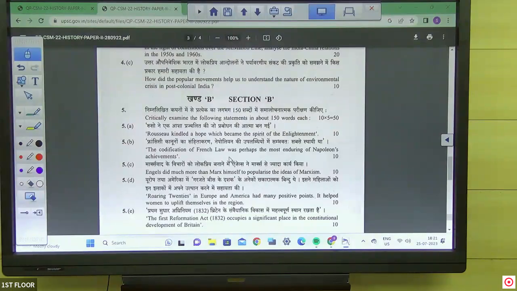Consult the syllabus. The first 12 units are modern history. Mark it. First 12, modern history. Then 13, and 14 is post-independence. After 14, the next 2 or 3 units? The next 3 units are post-independence.